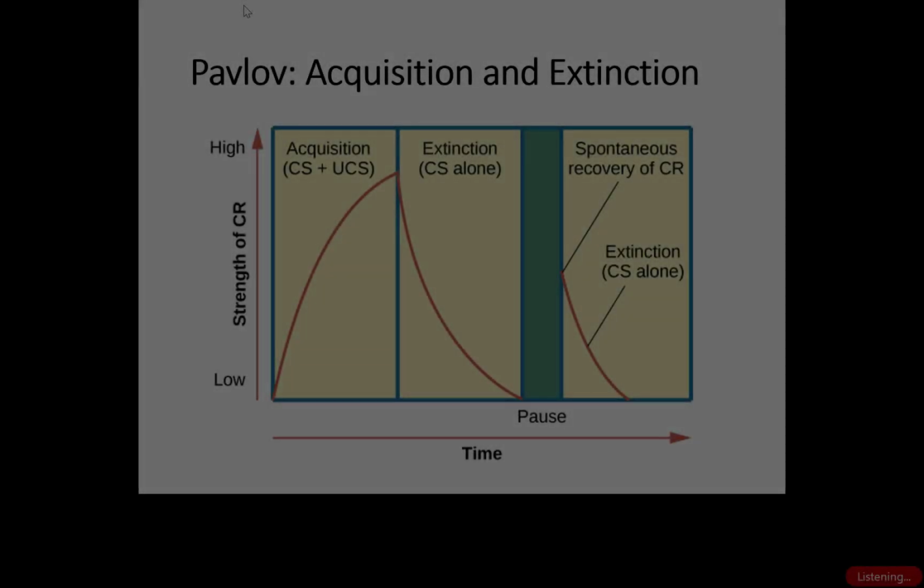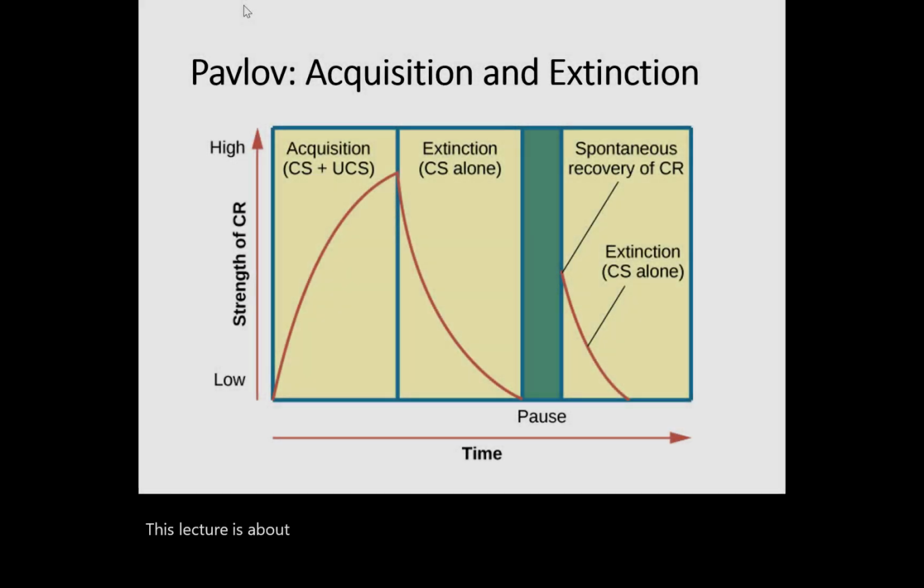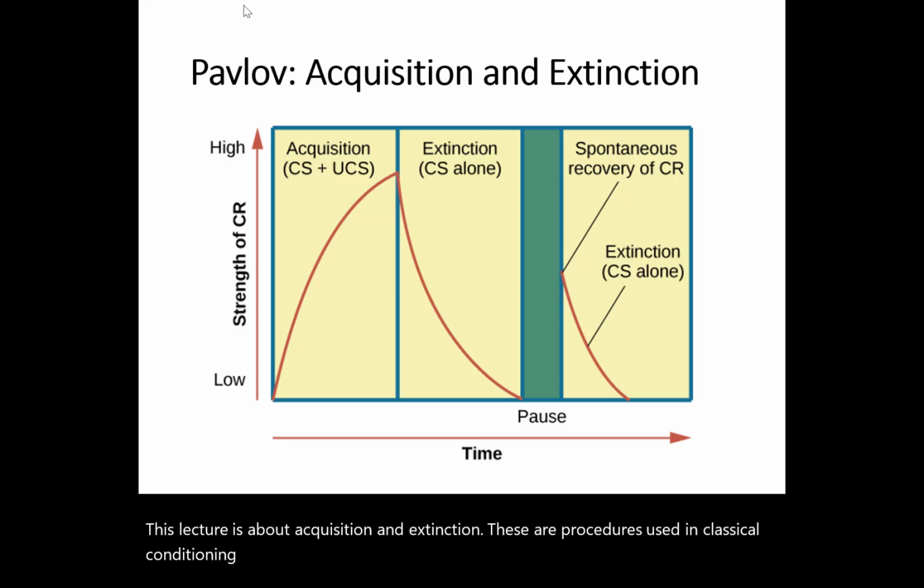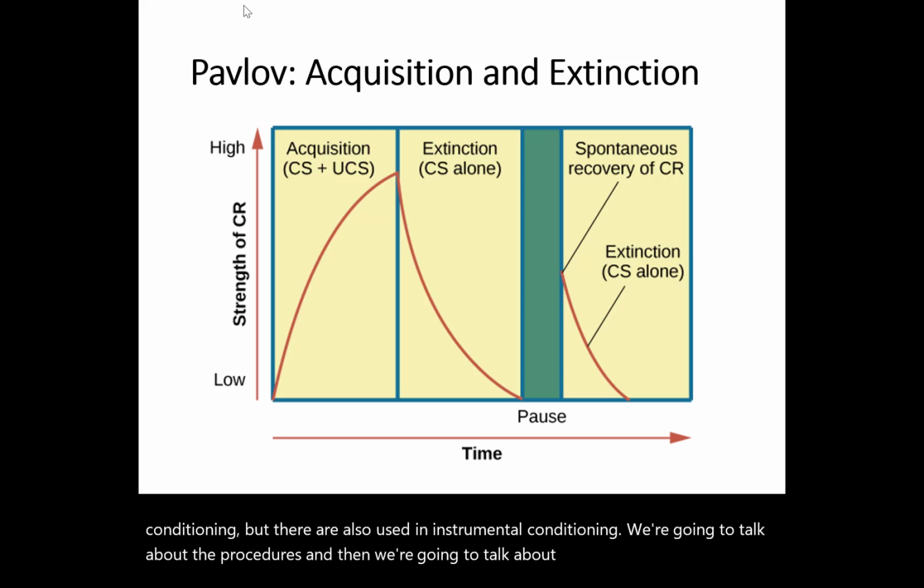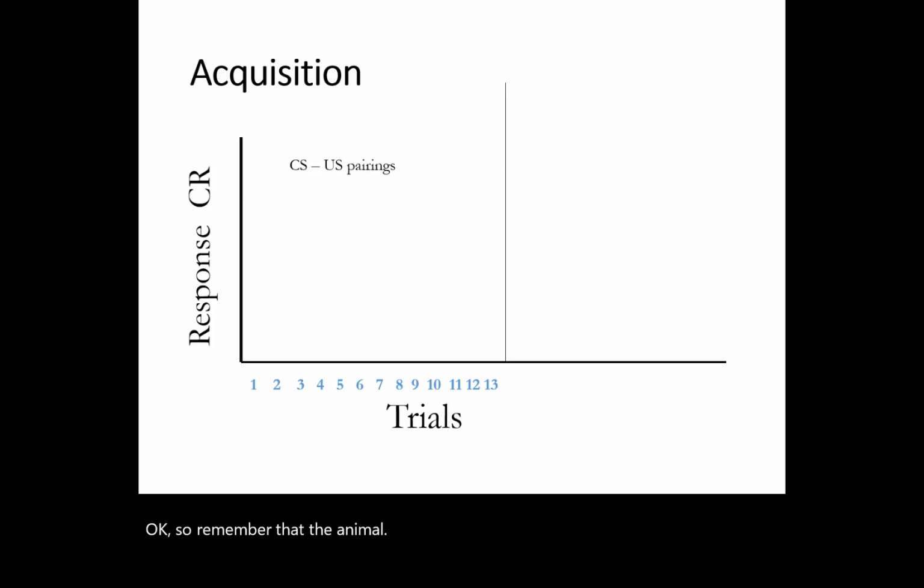This lecture is about acquisition and extinction. These are procedures used in classical conditioning, but they are also used in instrumental conditioning. We're going to talk about the procedures, and then we're going to talk about what Pavlov thought was happening during those procedures. So in classical conditioning, we pair the CS and the US together in temporal contiguity.